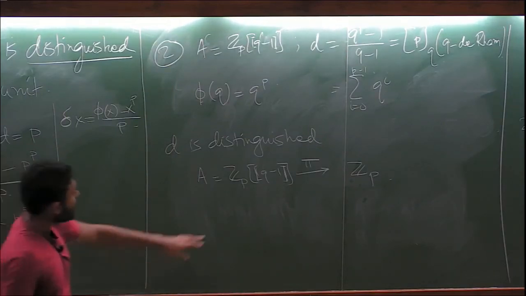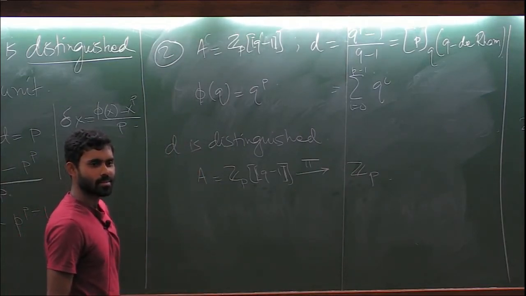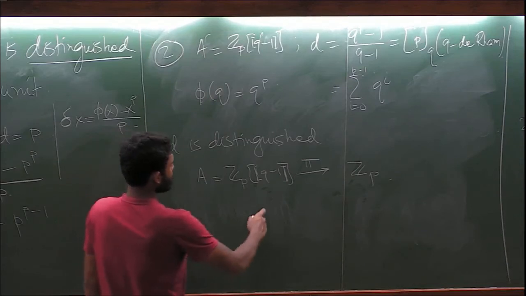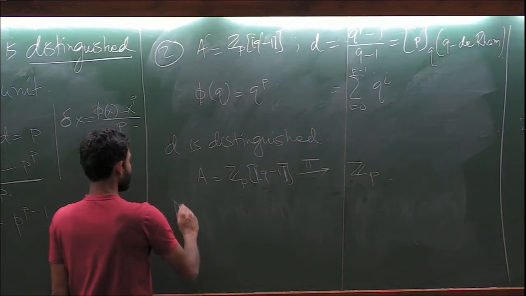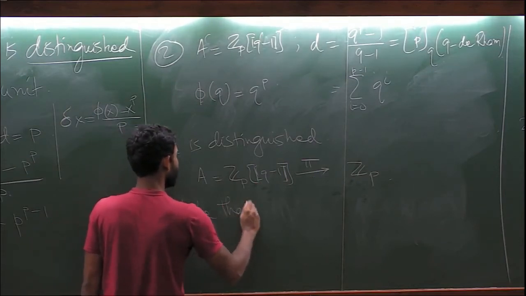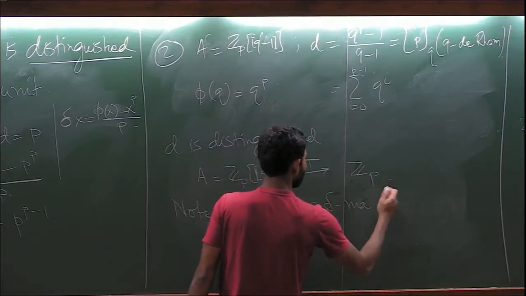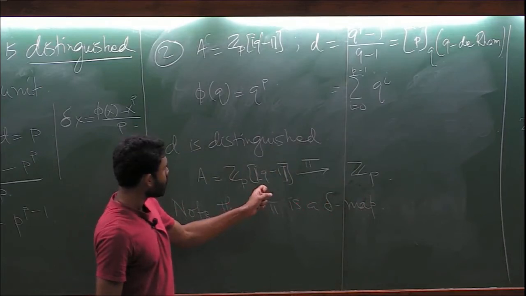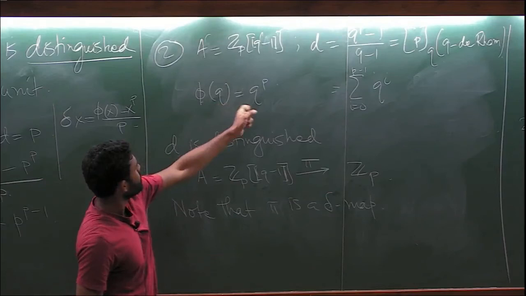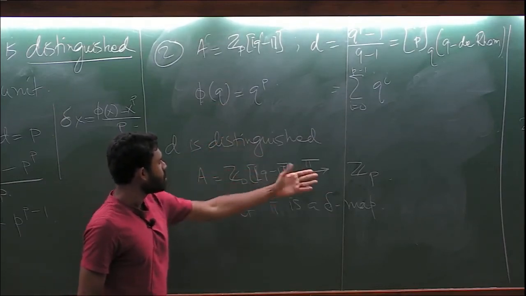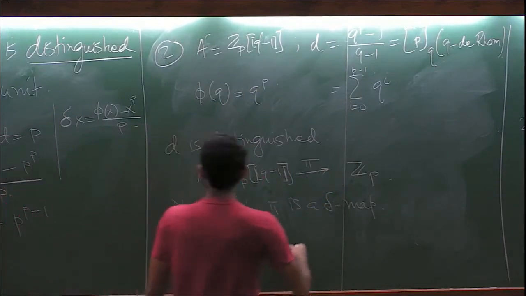Then note that pi is in fact a delta map also. It just sends q to 1. So pi is a delta map, which means what? Both of these have delta structures. Z_p we just saw, and this one has a delta structure induced from this. Then pi commutes with that. If you go delta here and then pi, it is the same as the other way.